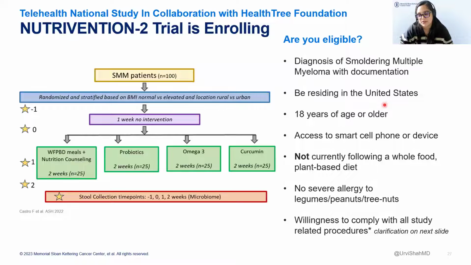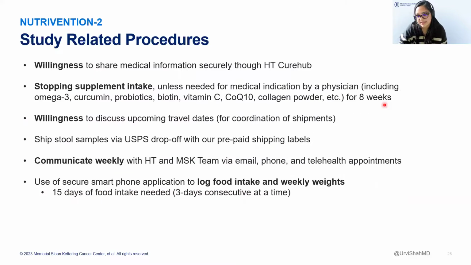As Dr. Shah mentioned, you also have to be residing in the United States, at least for the duration of the study period, and then be 18 years or older, have access to a smart cell phone or tablet device, and not be currently following a whole food plant-based diet, and then also be willing to comply with all study-related procedures, which I'll clarify in a second on the next slide.